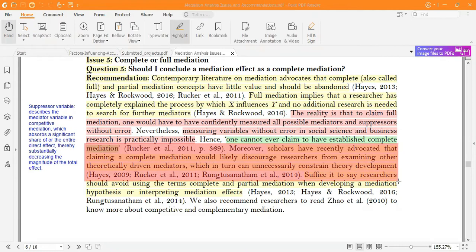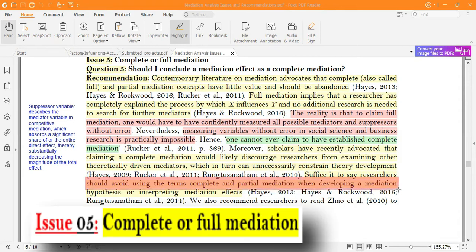So now again, it's another constraint, another issue in theory development. Whenever complete mediation is there, it means there is no need to research the same relation again, because complete mediation is already there. Now this is one type of hurdle in theory development. Suffice to say that researchers should avoid using the terms complete and partial mediation when they're developing a mediation.